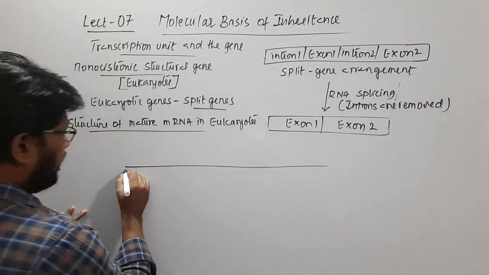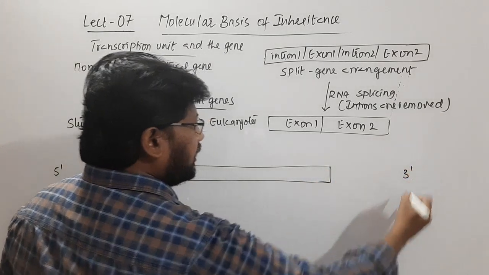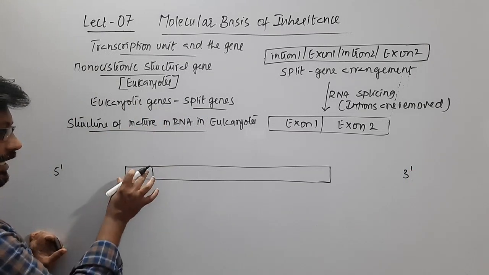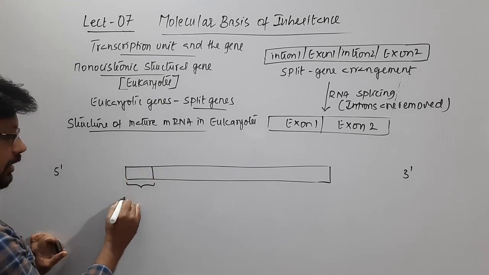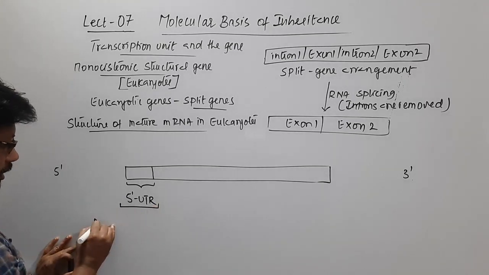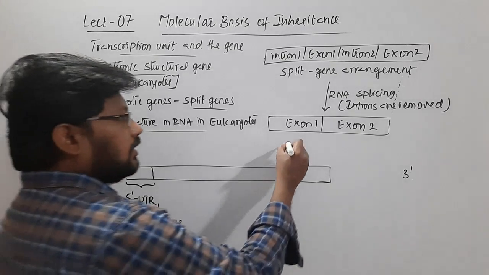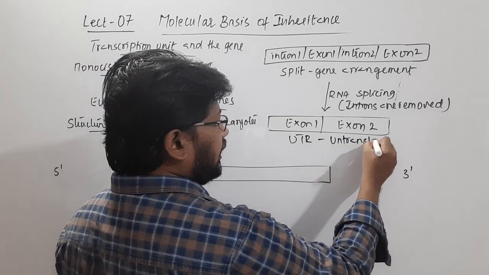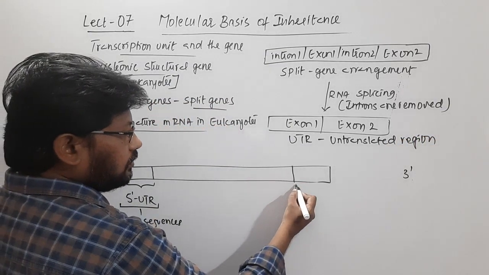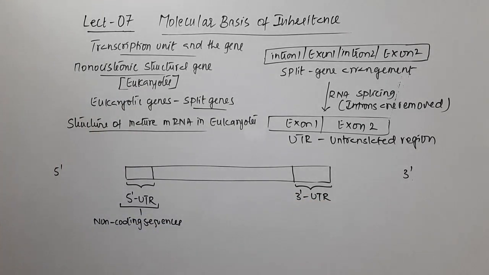So now, say this is the 5' end of mRNA and this is the 3' end of the mRNA molecule. Just like we have seen in case of prokaryotes, here also we will see a portion that is not translated, called 5' UTR, which will contain non-coding sequences. UTR stands for untranslated region. Similarly, on the 3' end also you will find the same non-coding sequences. It's called 3' UTR, untranslated region.